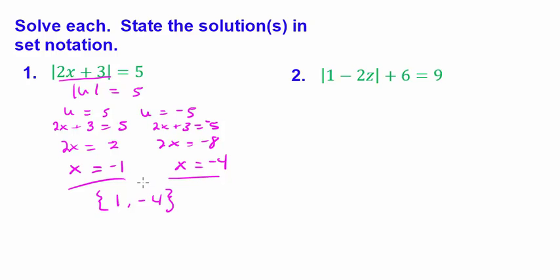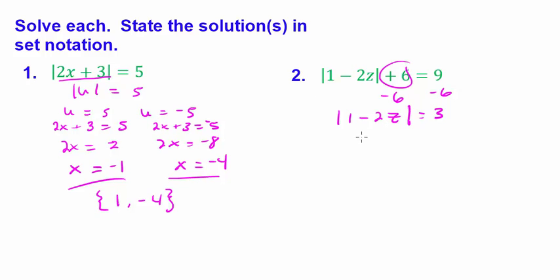Number 2 is a little different simply because I have a constant 6 on the outside of the absolute value. We have to first add or subtract the 6 to both sides. So in other words, we need to isolate the absolute value before we can actually use the theorem that we just stated. So we're going to subtract 6 from both sides so that we can get the absolute value by itself. So now we have the absolute value of 1 minus 2z is equal to 3.